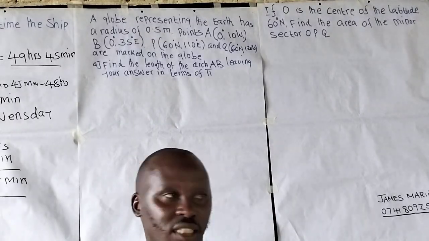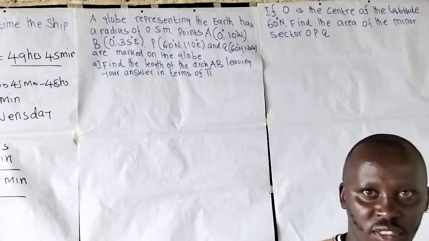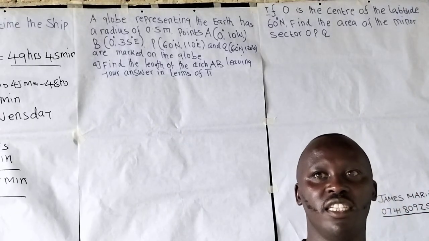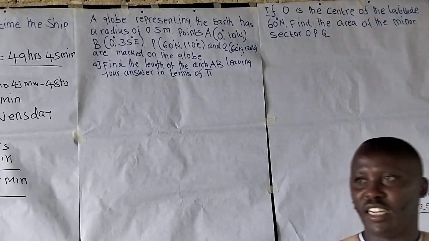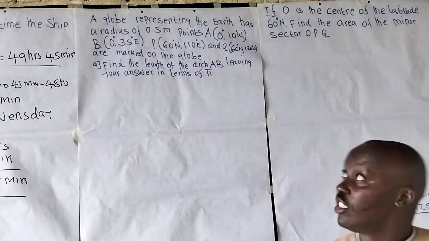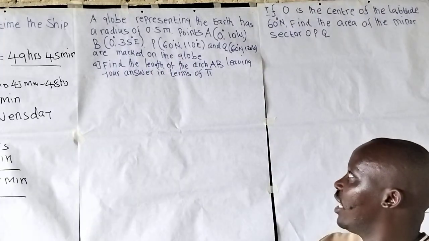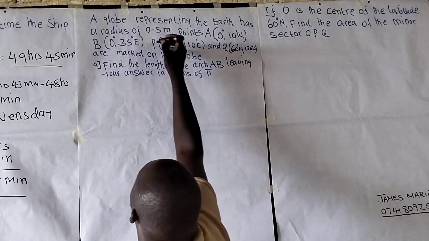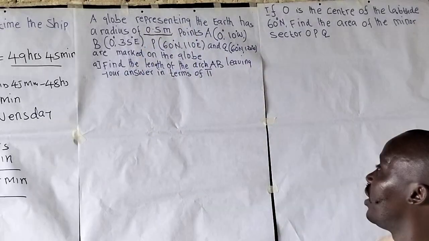We are looking at KCSE past questions on longitude and latitude. There is a question here from KCSE 1989. A globe representing the Earth has a radius of 0.5 meters.